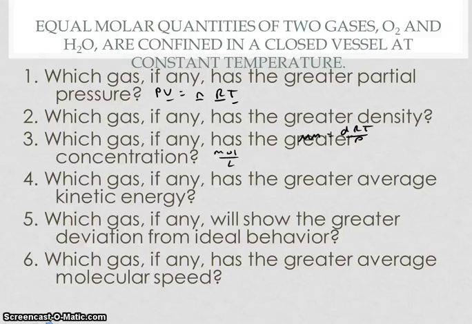And our last problem says, which gas, if any, has the greater average molecular speed? Well, if we look at that equation, our molecular speed is going to be inversely related to its mass. The heavier it is, the slower it moves. The lighter it is, the faster it moves. So since water vapor has a lower molar mass, it's going to have a higher average molecular speed.